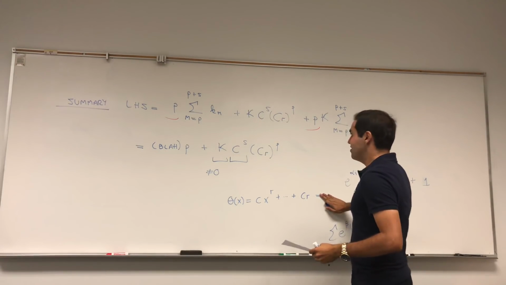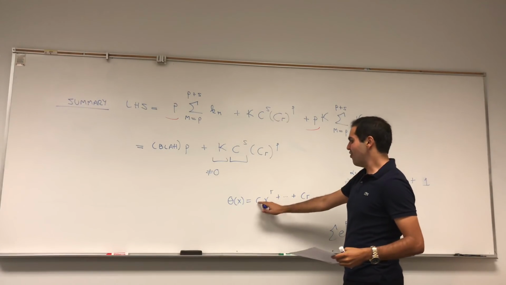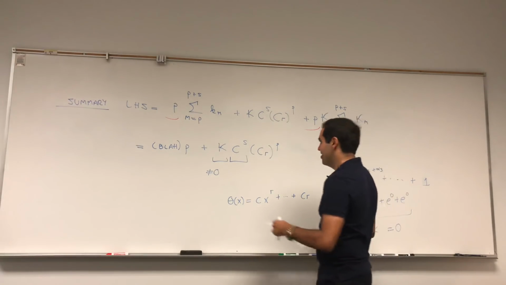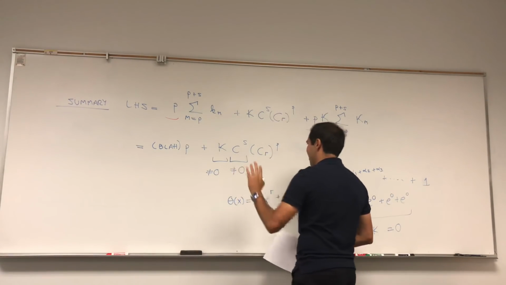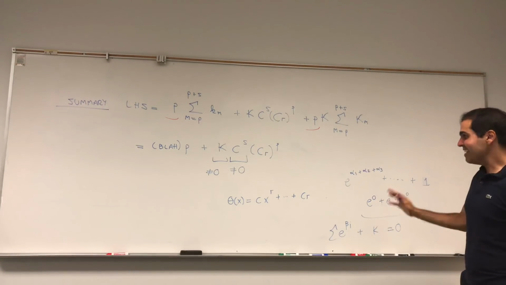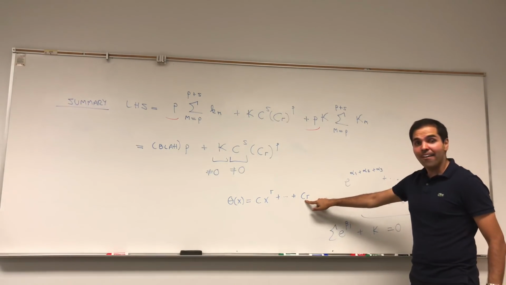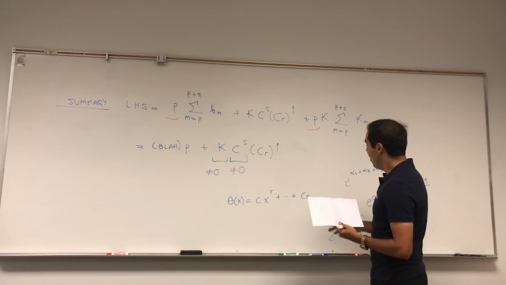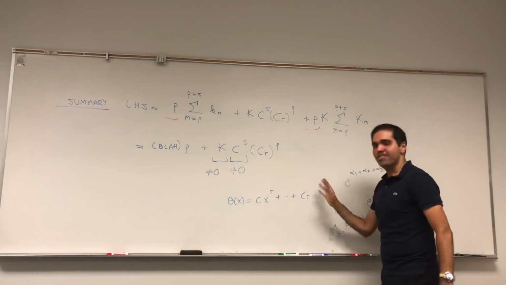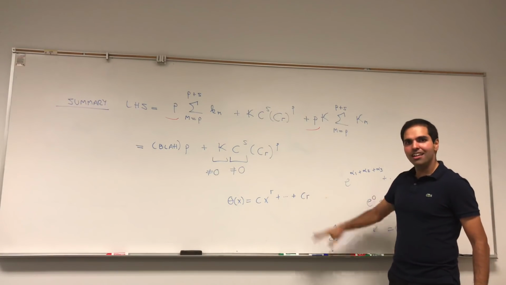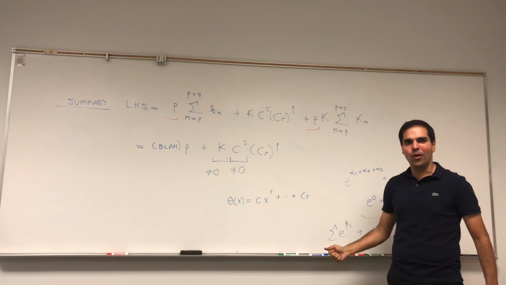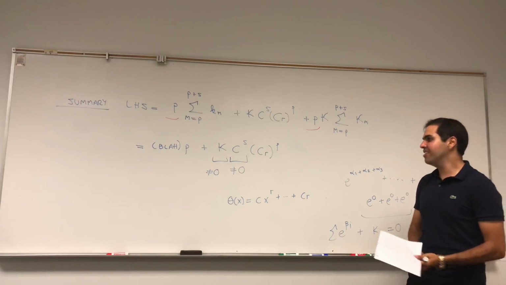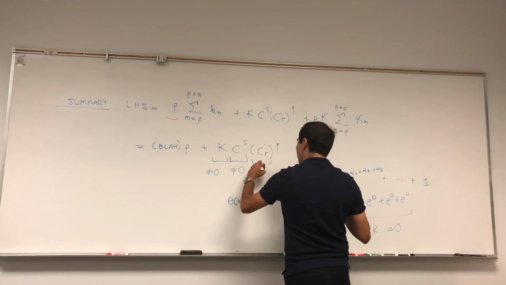Now, c is the leading term, so for sure it's non-zero. Otherwise, we would have the zero polynomial. And lastly, c_r is also non-zero, because if it were 0, theta would have a root of 0. But we chose those beta i's precisely to have non-zero roots. So this whole thing is non-zero.